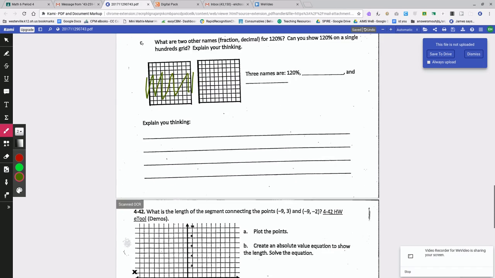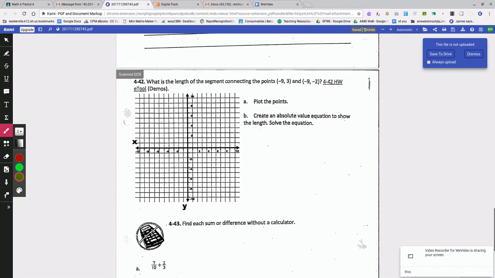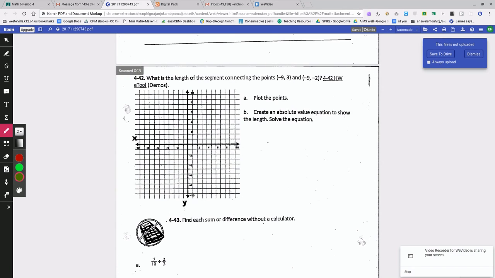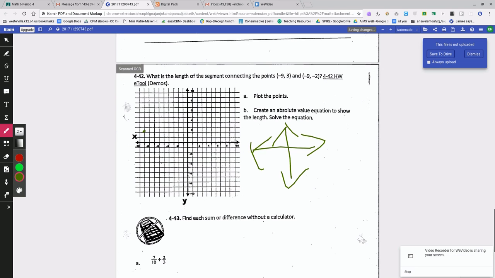Last page here, again, we're just plotting. Remember, you got to go left or right before you can go up or down when you're plotting. For example, -9, we'd come this way to the left, and 3 we'd go up. Make a plot right there, and so forth.